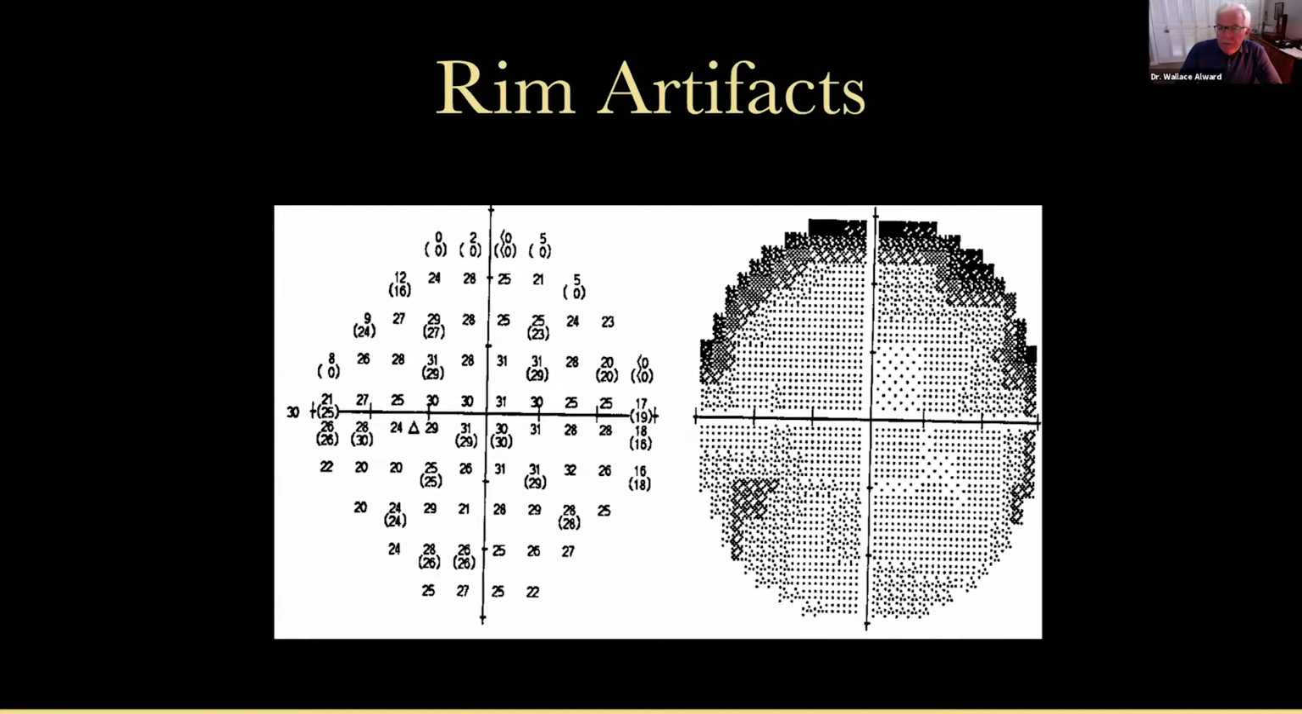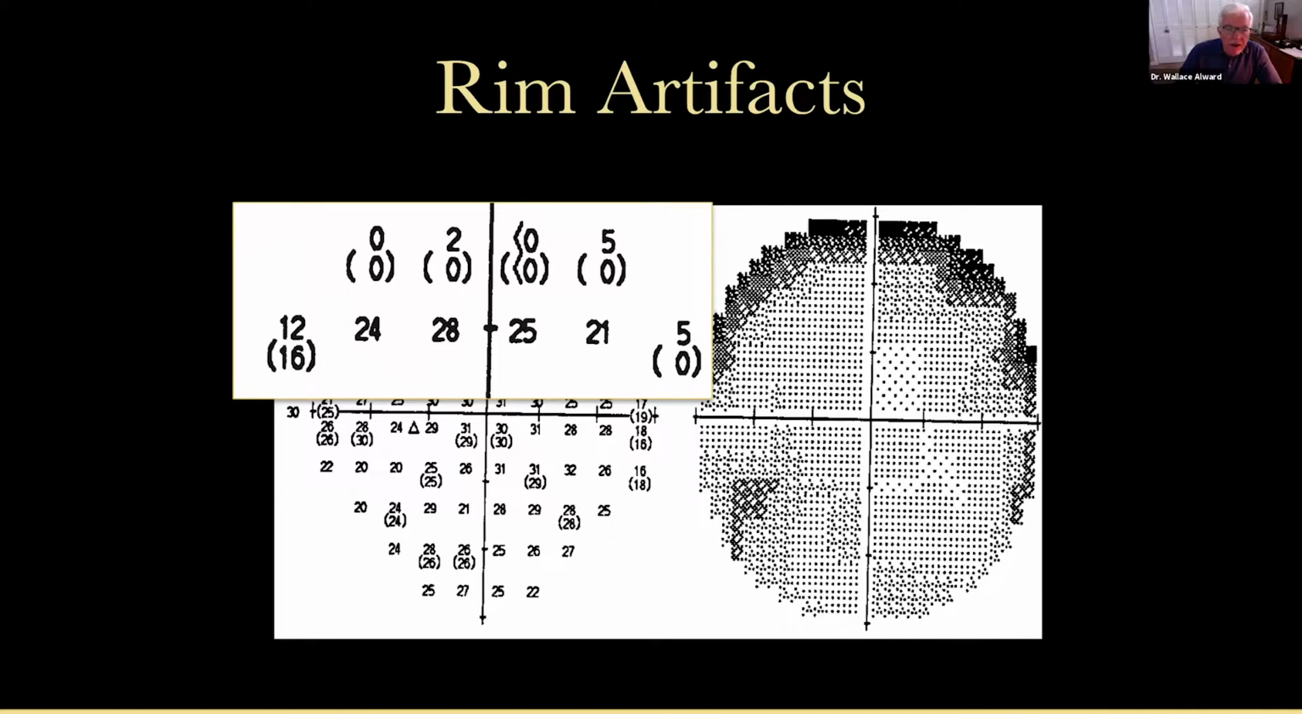Rim artifacts we see like this, and what you see is a sudden drop off to 0, or less than 0. So 25 to 0, and then less than 0. So it has this characteristic pattern.